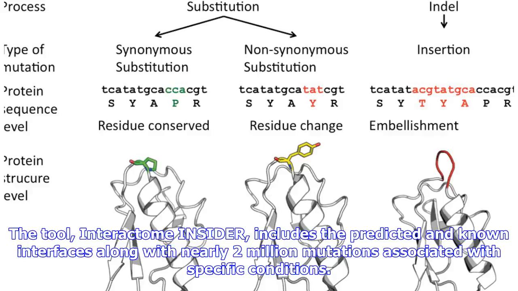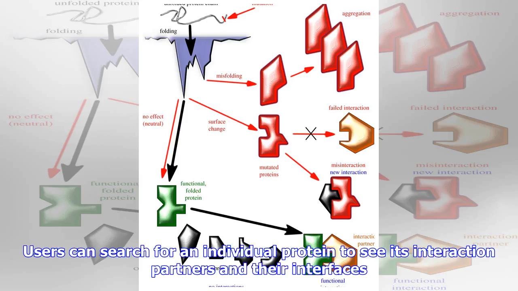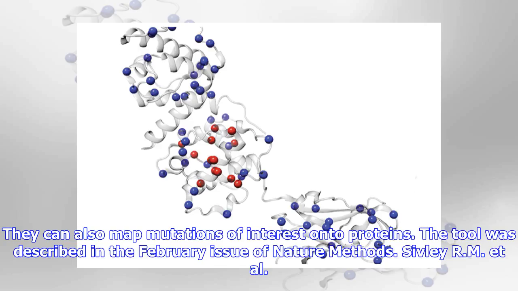The tool, Interactome Insider, includes the predicted and known interfaces along with nearly 2 million mutations associated with specific conditions. Users can search for an individual protein to see its interaction partners and their interfaces. They can also map mutations of interest onto proteins. The tool was described in the February issue of Nature Methods.